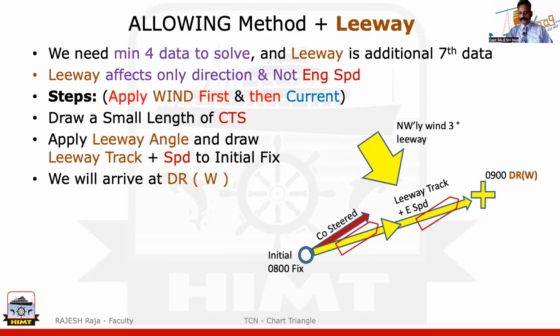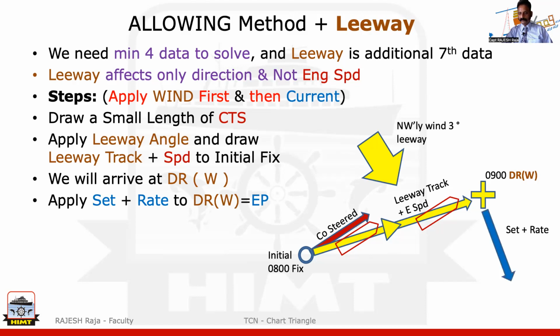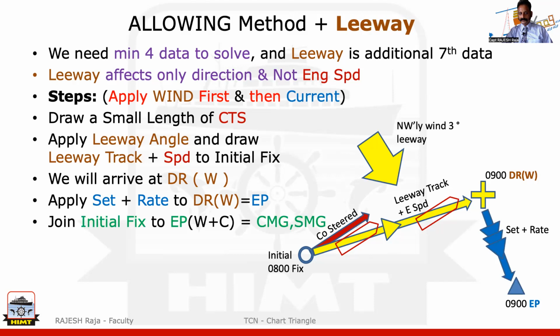Okay. If there was only wind in this question, please remember this is how your vessel will be moving on the leeway track. But in this question, we have current also. Now I'm going to apply the set and rate to the DRW for the same 1 hour, and I'm going to arrive at the estimated position. Now, if I join my initial fix and the estimated position, I get CMG and SMG.